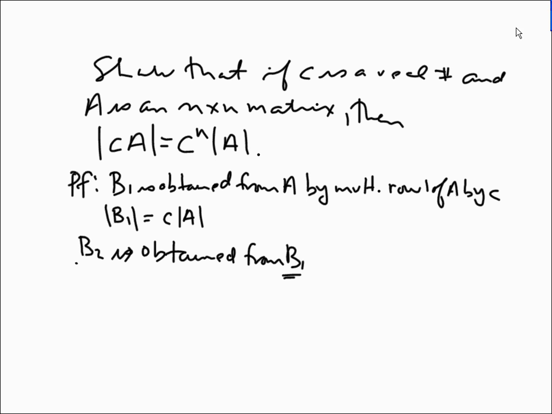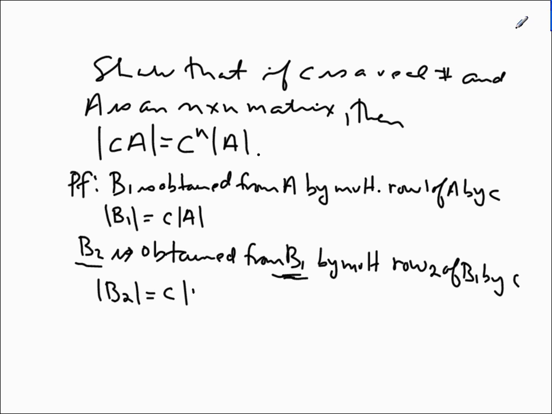Okay, let me slow it down. B2 is obtained from B1 by multiplying row 2 of B1 by C. So the determinant of B2 is C times the determinant of B1. But the determinant of B1 is C times the determinant of A. So it's C times that, which is C squared times the determinant of A. Do it again.